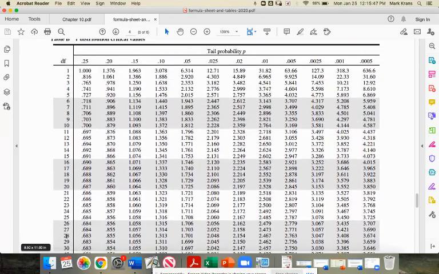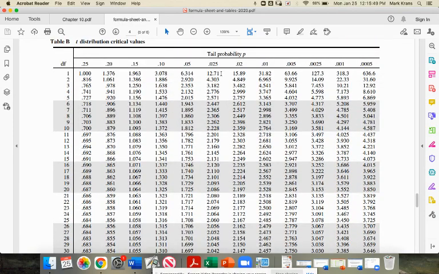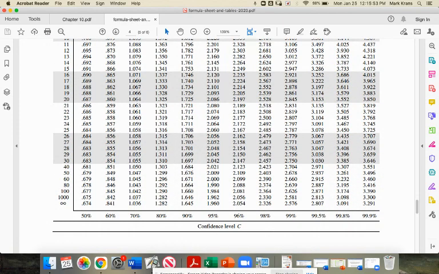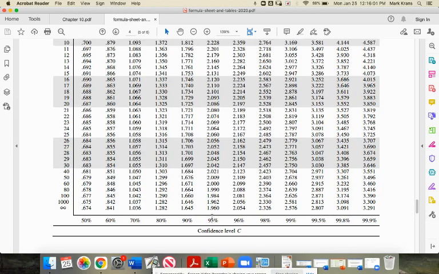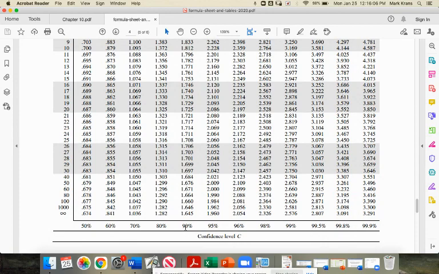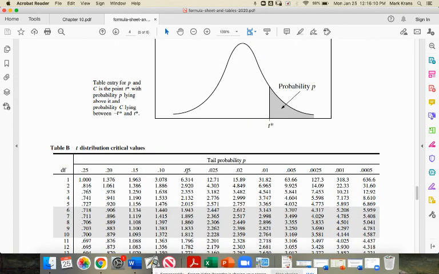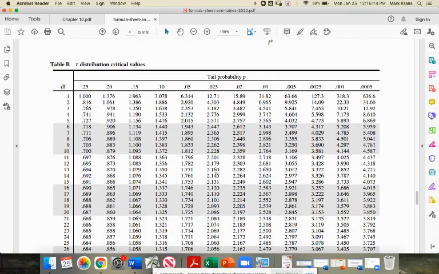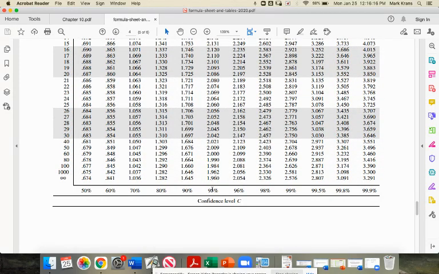Okay, so tail probability 0.025, notice down at the bottom, is associated with a 95% confidence level. So remember how when we were studying this, we said you take 1 minus C divided by 2? Gets you that. And for a 90%, 1 minus 0.9 is 10%, divided by 2 is 0.05. So this is the tail probability associated with this confidence level.